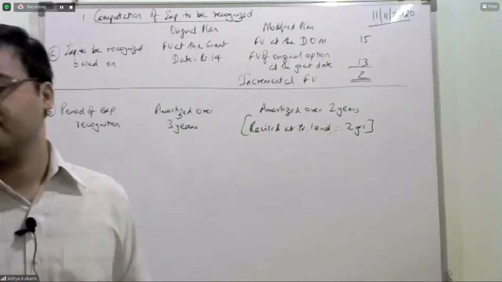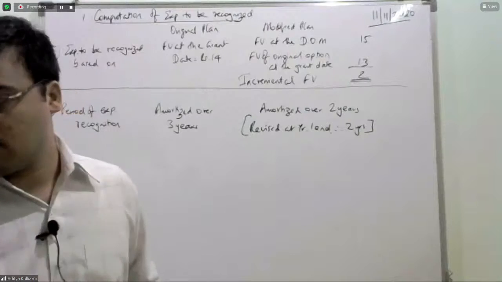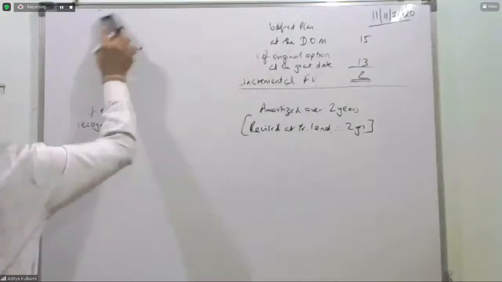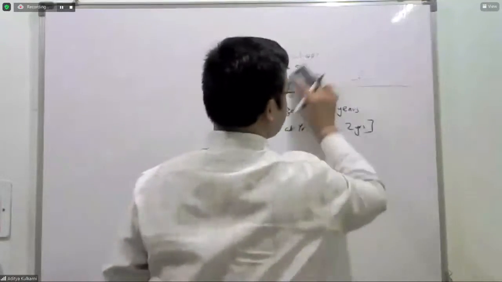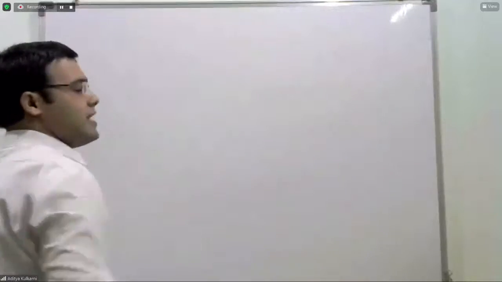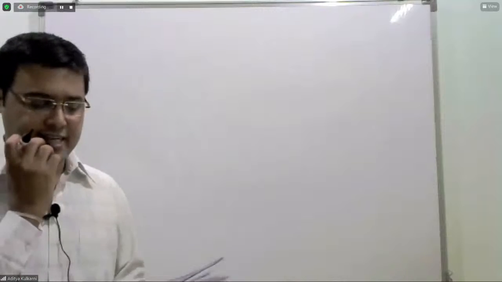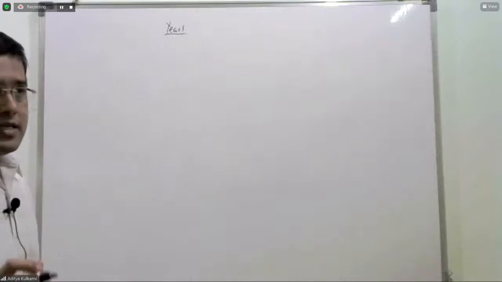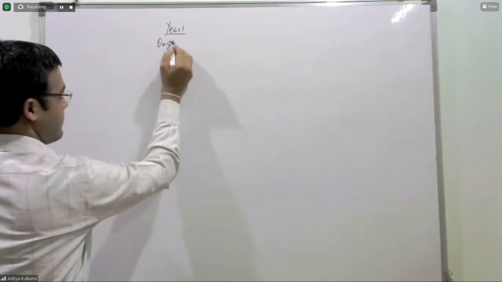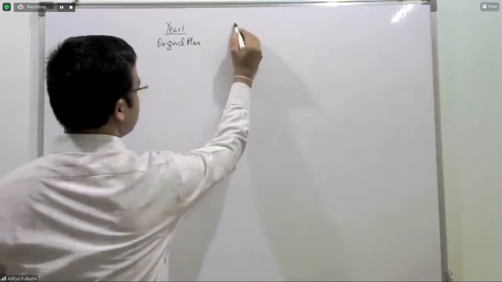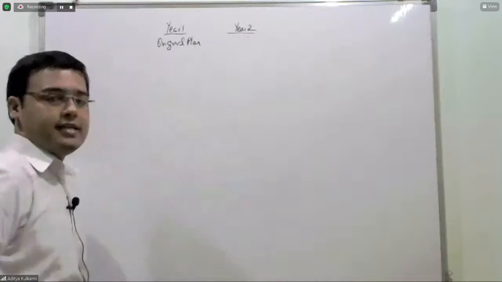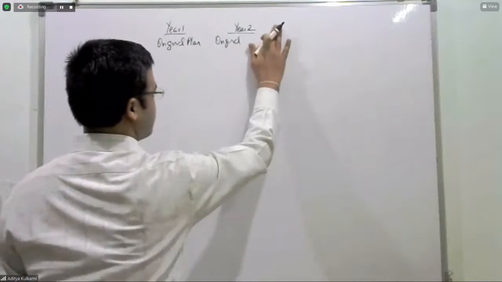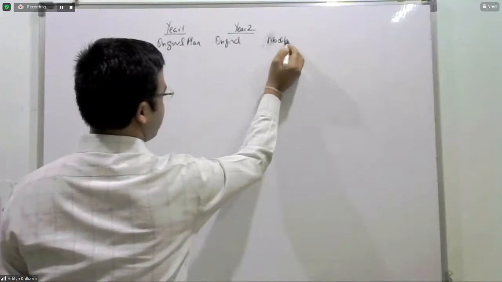Okay. All right. Fine. So this is what is your basic. And now let us proceed to prepare that expense table that we always do. Expense table will be year 1. Year 1, no modification, so original plan. Then you will have year 2. In year 2, you will be having original plan plus the modified plan.